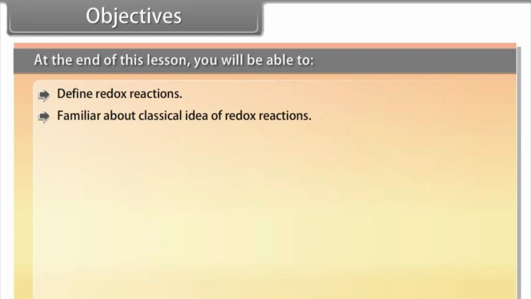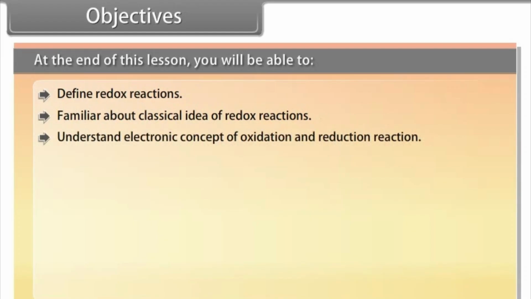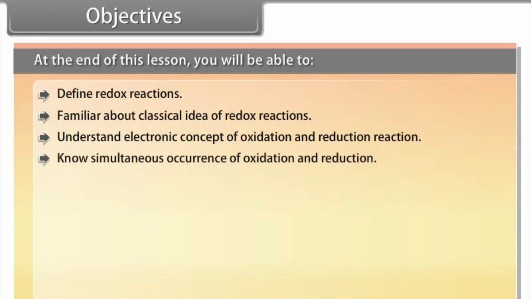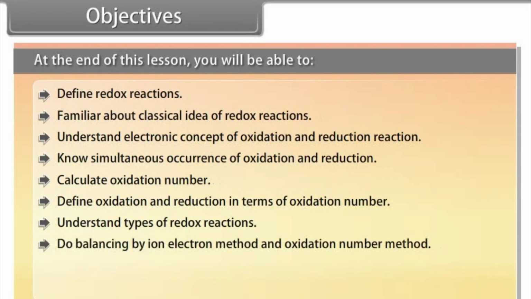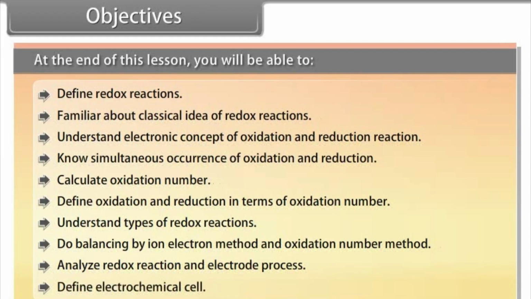Objectives. At the end of this lesson, you will be able to define redox reactions, become familiar with the classical idea of redox reactions, understand the electronic concept of oxidation and reduction reactions, know the simultaneous occurrence of oxidation and reduction, calculate oxidation number, define oxidation and reduction in terms of oxidation number, understand types of redox reactions, do balancing by the ion-electron method and the oxidation number method, analyze redox reactions and electrode processes, and define electrochemical cell.